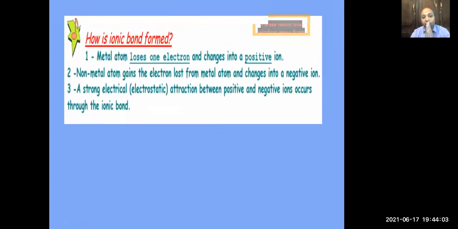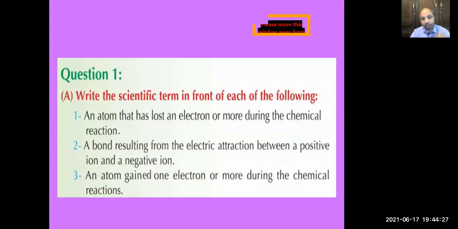How is an ionic bond formed? Number 1: the metal atom loses electrons and changes into a positive ion. Number 2: the non-metal atom gains the electron lost from the metal atom and changes into a negative ion. Number 3: a strong electrostatic attraction between the positive and the negative ion occurs through the ionic bond.